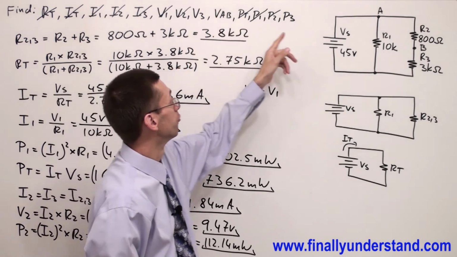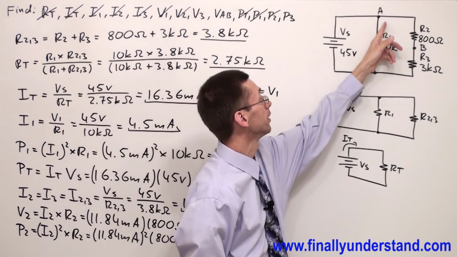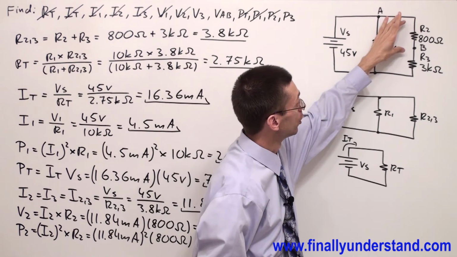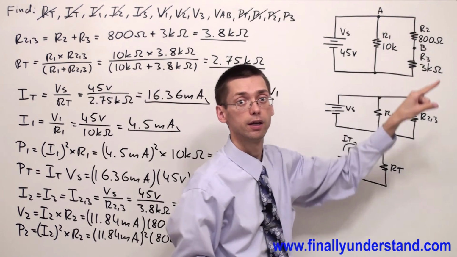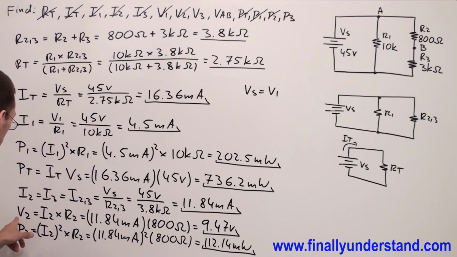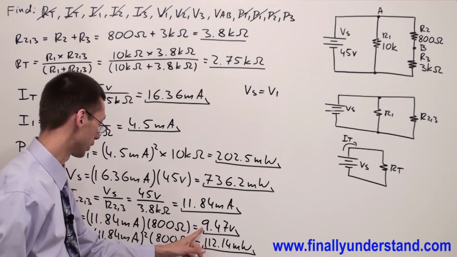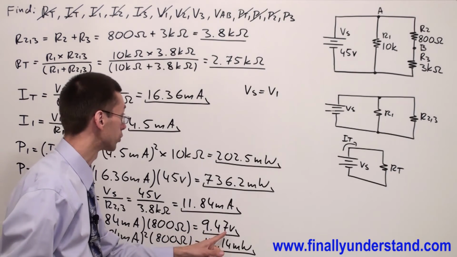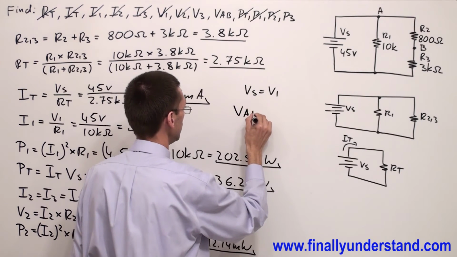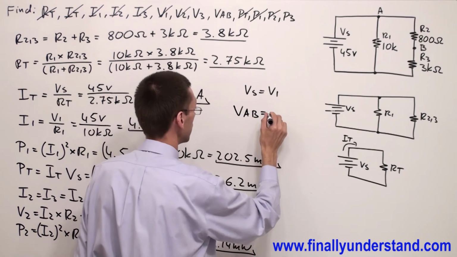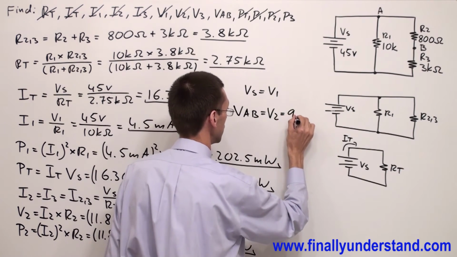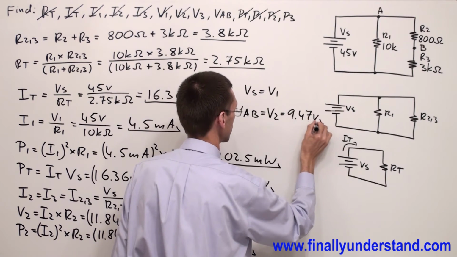Next, we are going to find the voltage VAB. Voltage between these two points, A and B. Please notice that this is nothing else, just the voltage across resistor R2. And we can say that we found the voltage across resistor R2. Okay, this is equal to 9.47 volts. So we can say that, let me write this over here, VAB is equal to V2, which is equal to 9.47 volts. Okay?